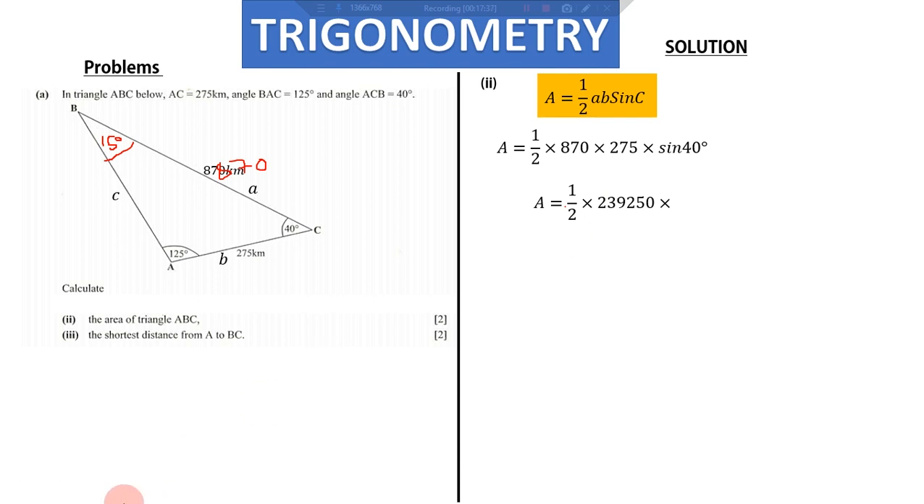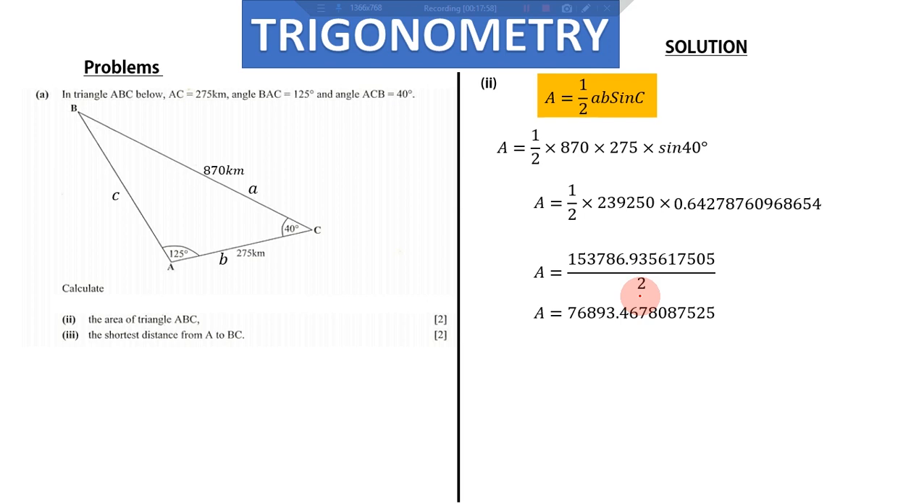Good. The next, you're going to expand this, sine 40. Punch sine 40 on the calculator. You're going to have that value there. Then multiply with the 239,250. You're going to have something like this. Then later on divide it by 2. When you divide, you have that value, which is 76,893.4678087525. Now that value, as usual, we're going to round it off to three significant figures.